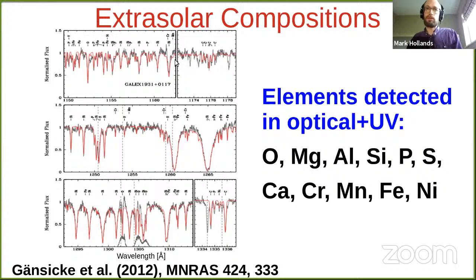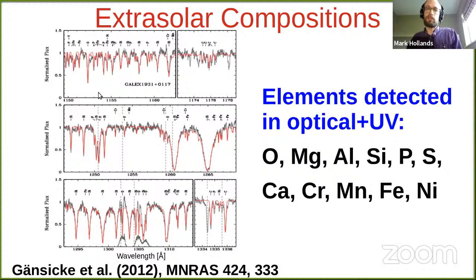And so what you need to do is you need a model atmosphere to be able to replicate all the features in the spectrum. And when you do that, that allows you to essentially measure how much of each element is in the stellar atmosphere, which is indicated by the red curve over the data.